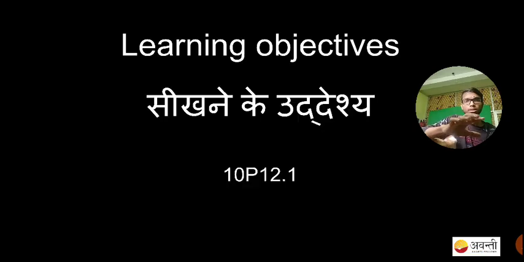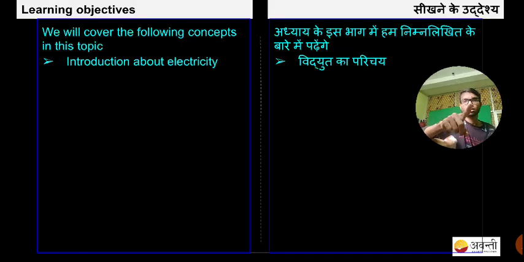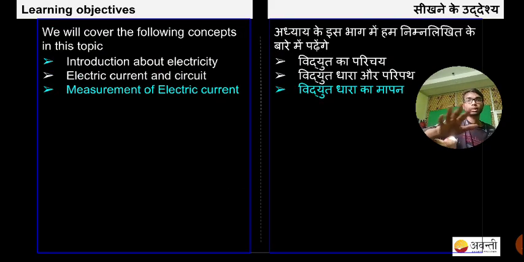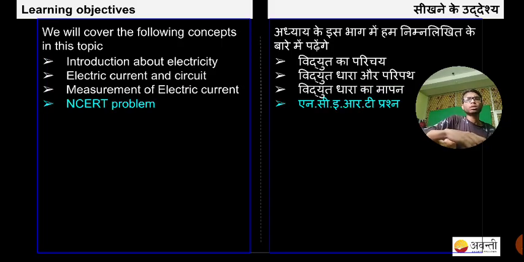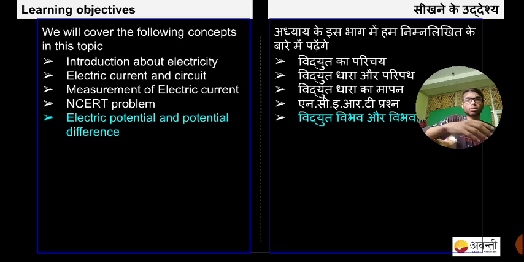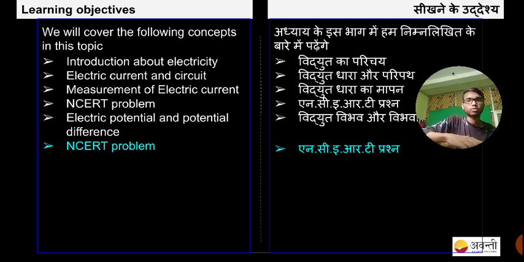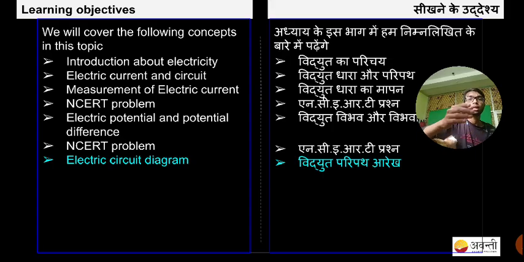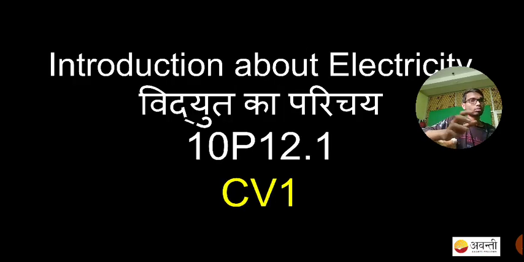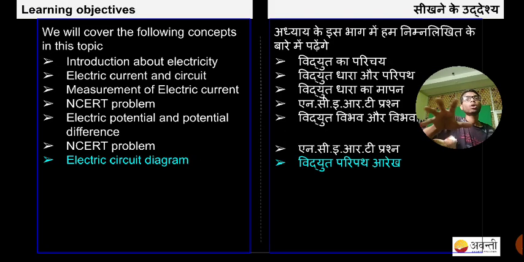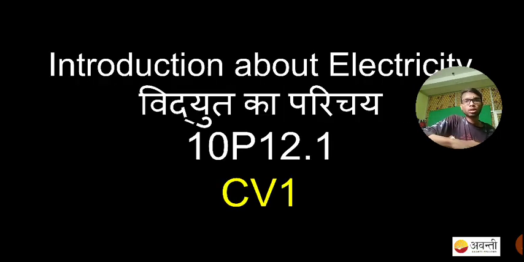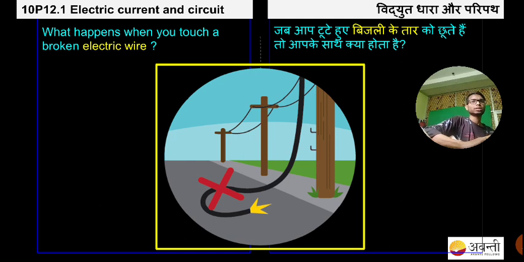These are the learning objectives. Introduction about electricity, electric current and circuit, measurement of electric current, numerical problems, then electric potential and potential difference. What's the difference between them? Again, the electric circuit diagram. All this will be mentioned in these slides. Now we have started with the introduction of electricity.